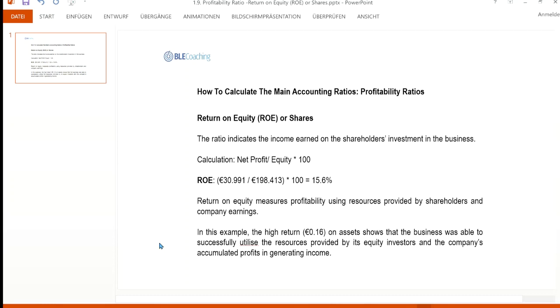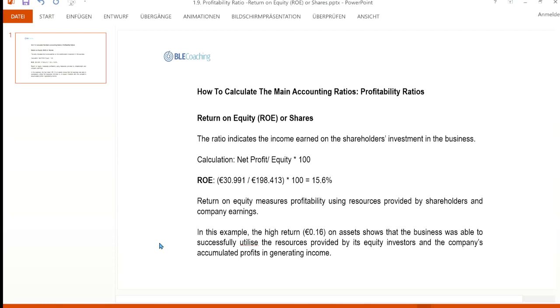So return on equity or shares. The ratio indicates the income earned on the shareholder's investment in the business. To calculate it, you take net profit divided by equity multiplied by 100. So return on equity, net profit is 30,991 divided by 198,413 multiplied by 100 equals 15.6%.